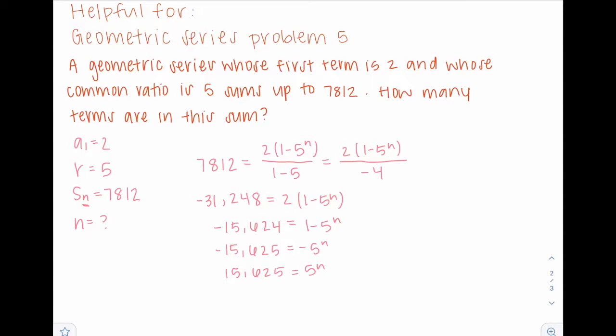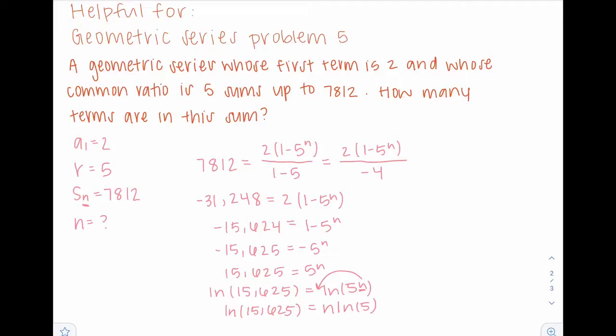But if it's not that easy, we can use some of our properties of logs that we've learned in the past. So if I take the ln, the natural log of both sides, now we can use our power property of logs to bring this n down to the front. So this left side stays the same. And the right side we get n natural log of 5.